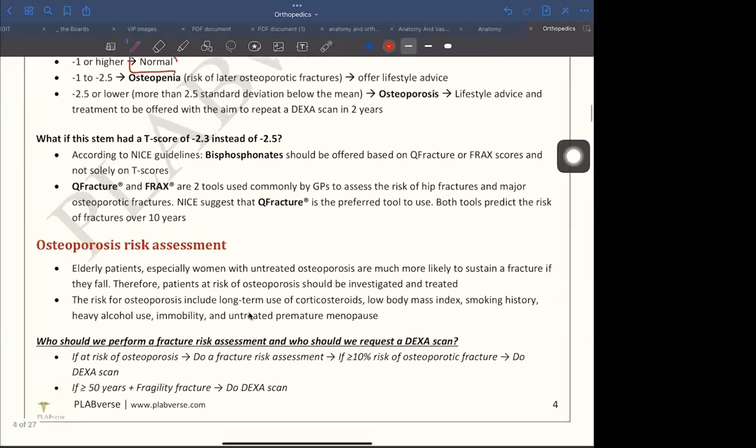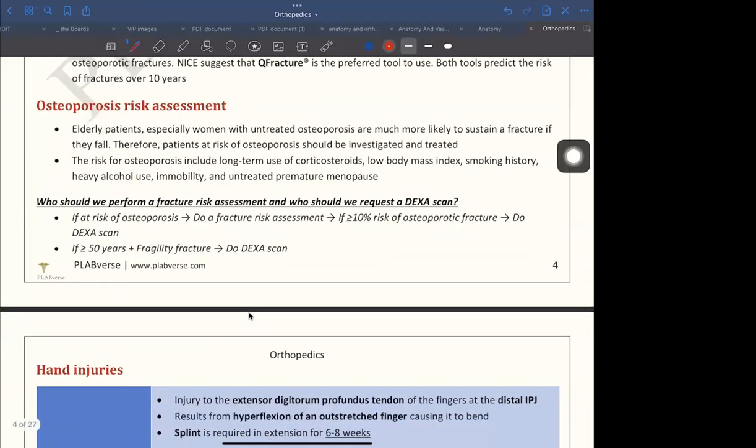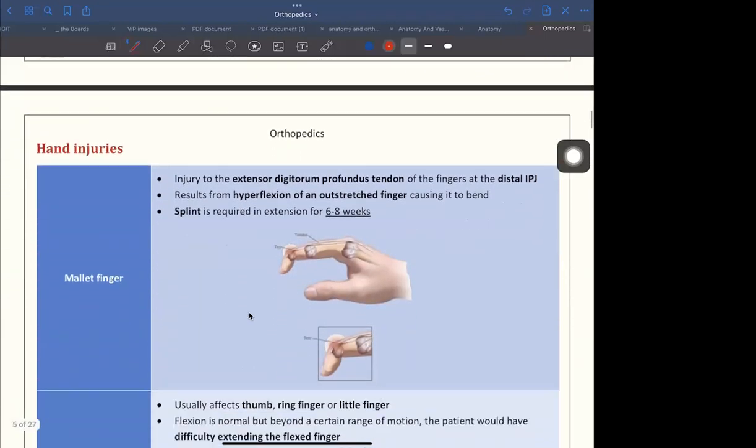Well, osteoporosis risk assessment: elderly patients, especially women who are menopausal as well, are more likely to sustain fractures, specifically neck of femur fractures. Therefore, patients at risk of osteoporosis should be investigated and treated by having, number one, a DEXA scan and doing a fragility score for them, all right? So we need to do all the assessment for any female patient who is above 50.